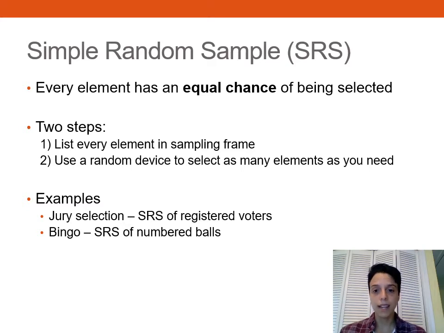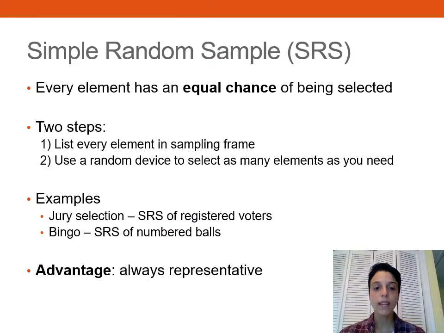And in all of these cases, every element has the same chances of being selected into the sample as every other element. So when you do bingo, you don't have a greater chance of getting any one ball than any other ball in the bingo machine. For jury selection, as long as you're a registered voter and you're on the list, you don't have any greater or lesser chance than anybody else who's on that list. So these are all simple random samples.